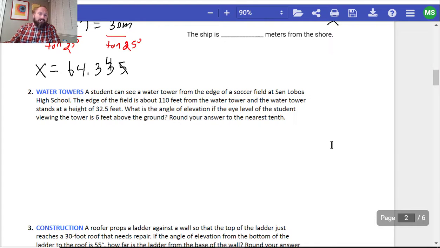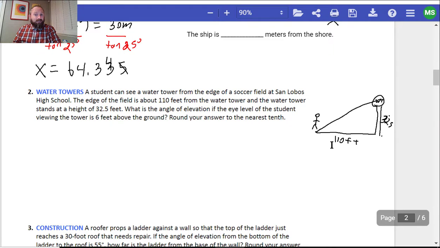The student can see a water tower. So at this moment, we're going to need to draw it. So you can see a water tower from the edge of the soccer field. So here's dude right here, and he's looking up. The edge of the field is 110 feet from the water tower. All right, here's the water tower. Hey, I'm a water tower. So water tower, looks like a tree. And it stands 32.5 feet. What is the angle of elevation?